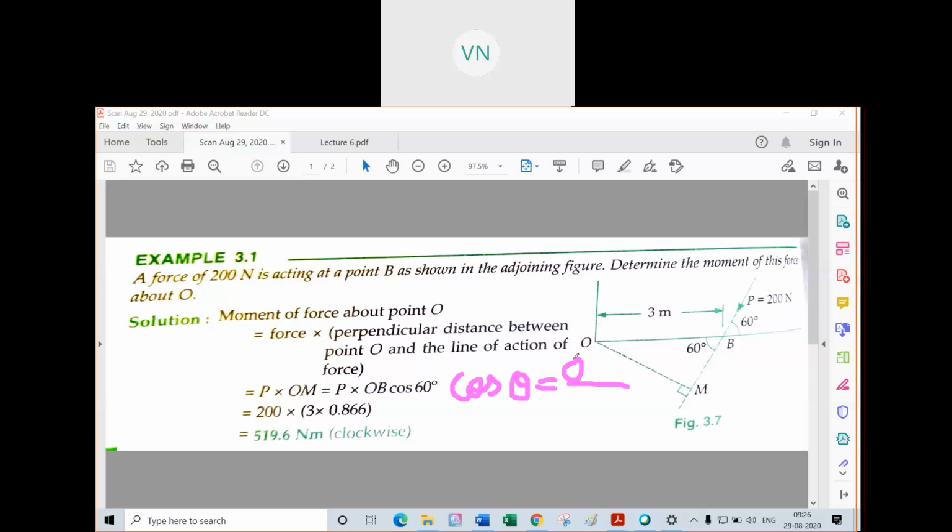So cos theta is what? Base by hypotenuse, right? So that means OM is equal to OB cos theta. Simple. And eventually we put the answer like this. B is given here as 200. This cos theta we know, and we get the answer like this. Clear, everyone?